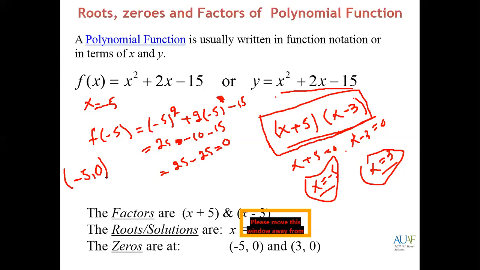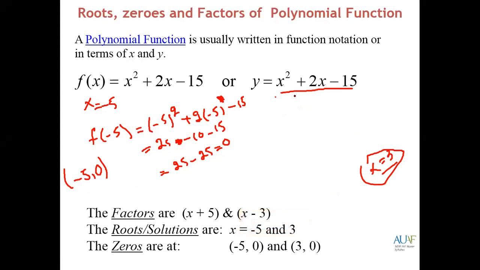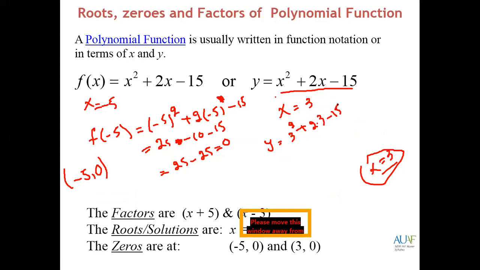Again, in this function, if you put the other value, the second value of x is plus 3. So if you put x equal to 3, again you receive 0. Same in this function, put x equal to 3. So y is equal to 3 square plus 2 multiplied with 3 and minus 15. So 3 square is 9, 2 times 3 is 6, and minus 15.